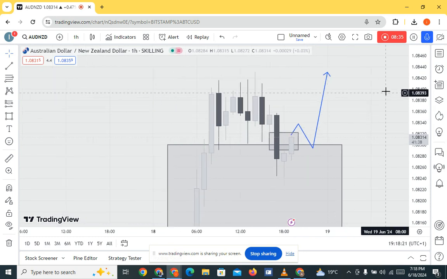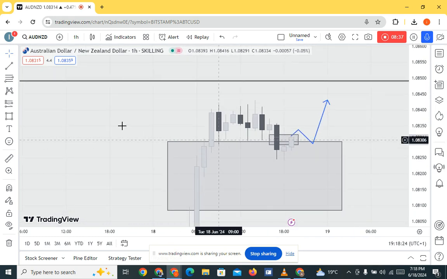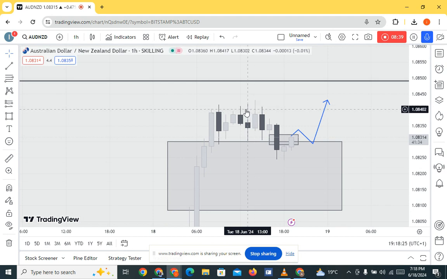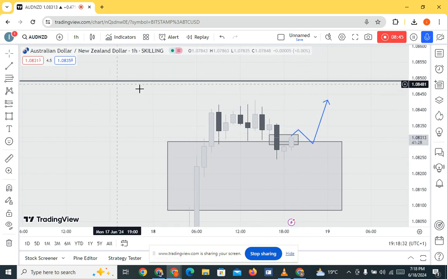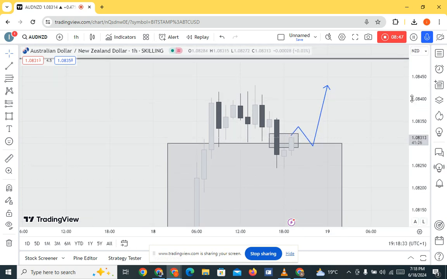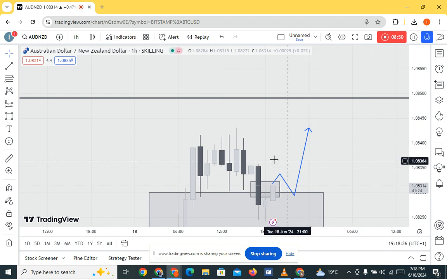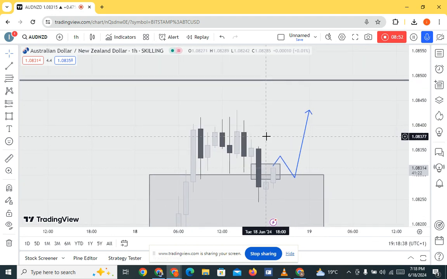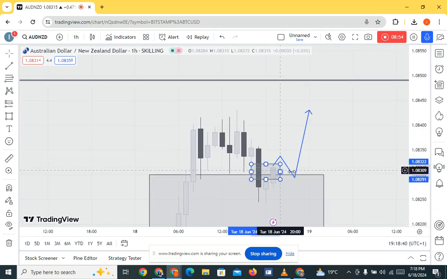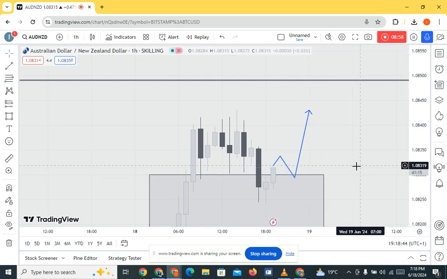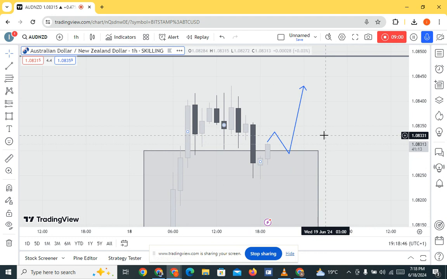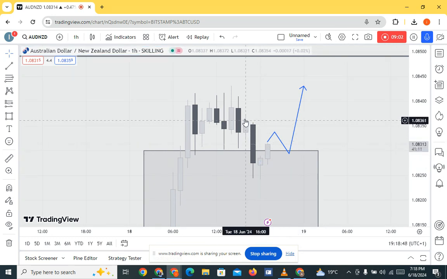So guys, you see how everything is aligning. The monthly is looking bullish. The weekly is looking bullish. The daily is looking bullish. The 4 hour is looking bullish, and the 1 hour is looking bullish as well. All we need now is an entry, and we just need to wait for price to present itself to us, then we can take our entry. So this will be a very beautiful trade on AUD NZD.